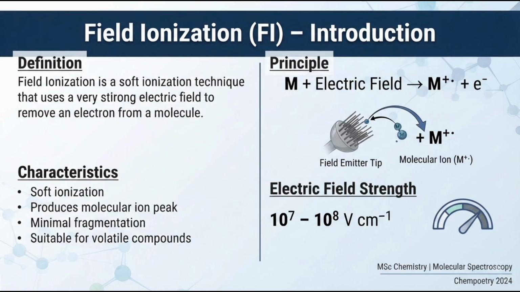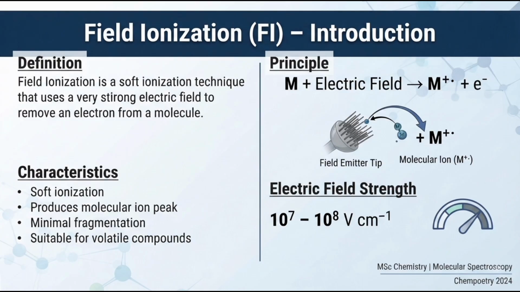Now we may ask, how strong is this electric field? The field strength can be approximately in the range of 10 to the power 7 to 10 to the power 8 volt per centimeter. This is an extremely strong electric field. How do we produce such a strong field? We use an emitter with extremely sharp microscopic tips. The sharp tips concentrate the electric field into a very small region. Think about a sharp needle. The electric field becomes highly concentrated near the sharp tip. This is the basic idea behind the field emitter.